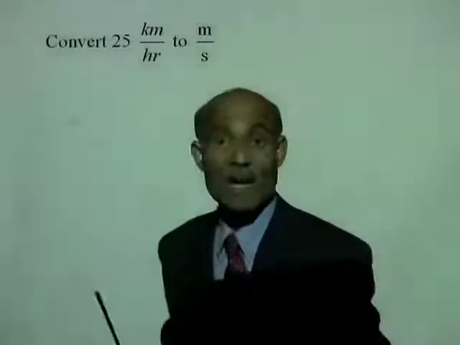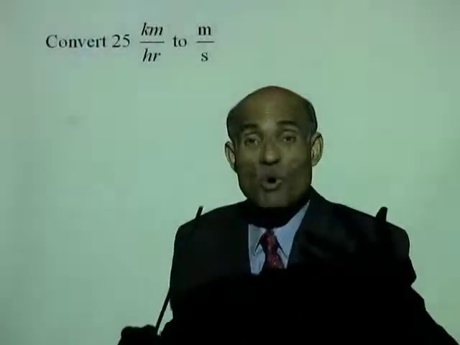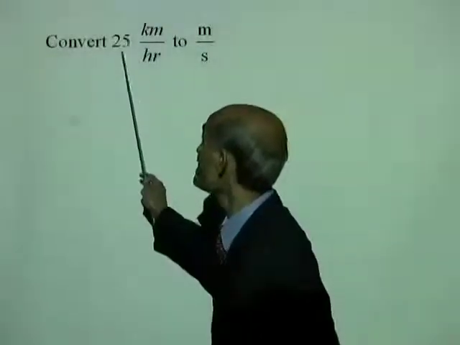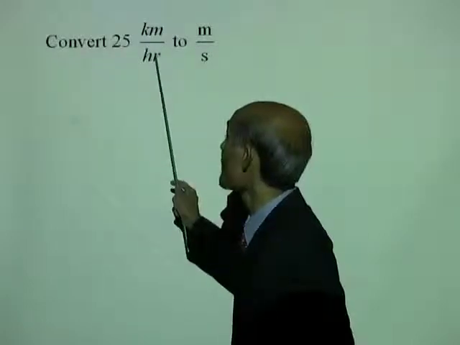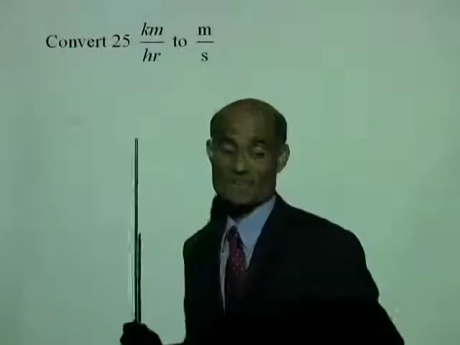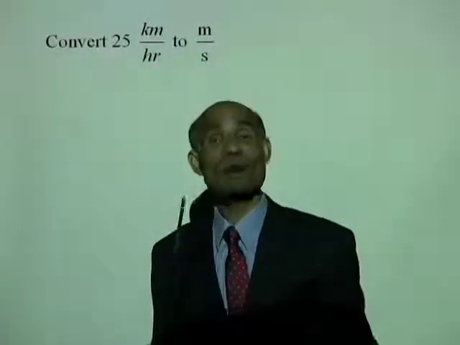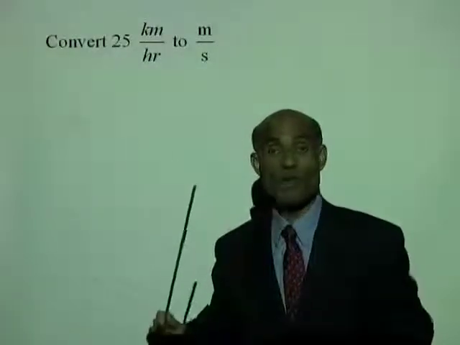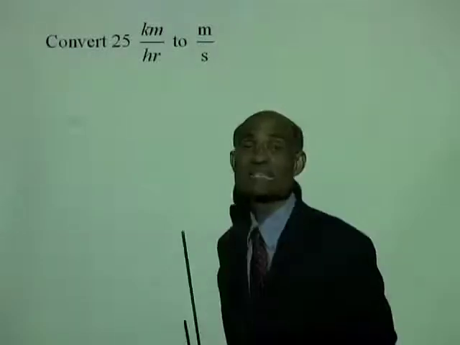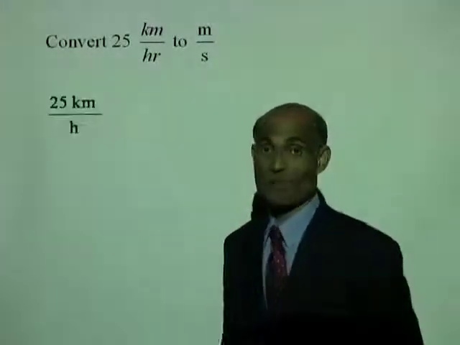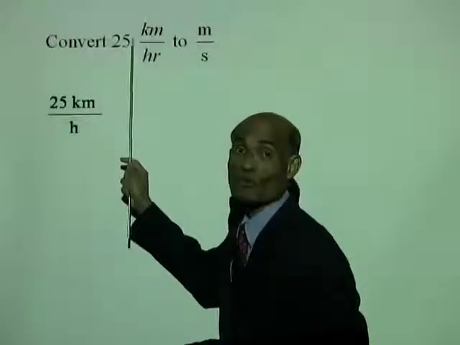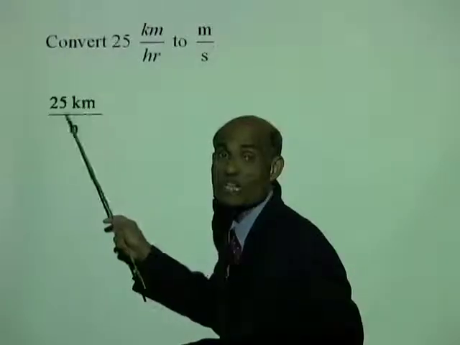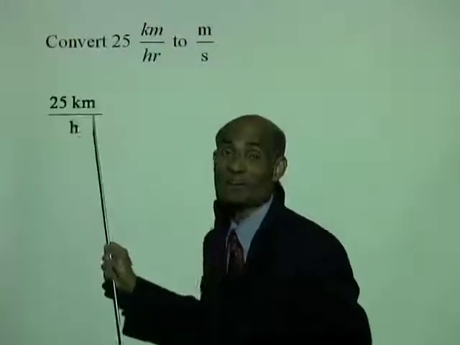And now, let's see how we can convert a given quantity to the meter kilogram system. Convert 25 kilometer per hour to meter per second. Now, very often you will be required to do this. If I give you the speed in kilometer per hour, you need to convert that to meter per second. Alright, now watch how I do that. I'm going to first of all write 25 kilometer per hour like this: 25 kilometer divided by 1 hour.